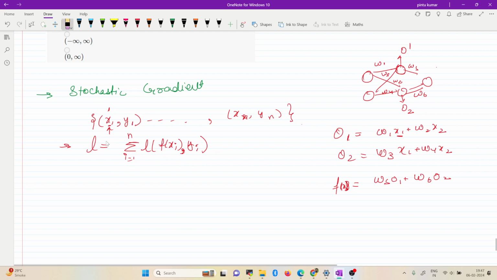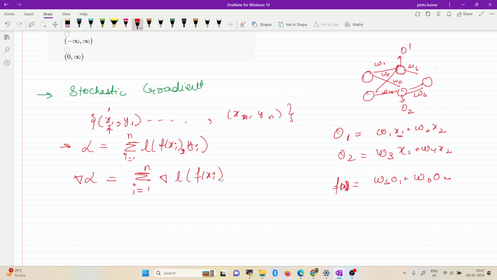Okay, this is our loss function that we have. When you find the gradient, the gradient of L would look something like a summation, because the derivative splits over the summation. So the gradient would be the sum of gradients at all the points.